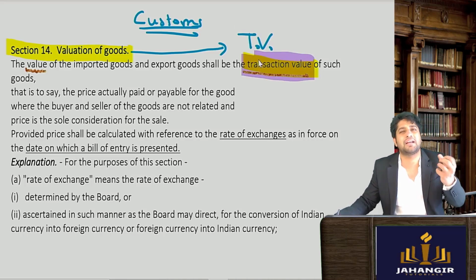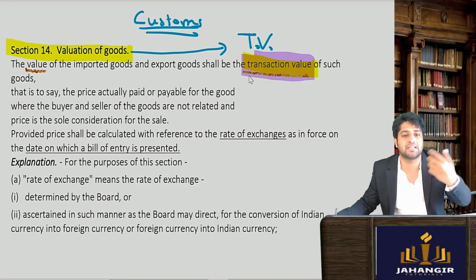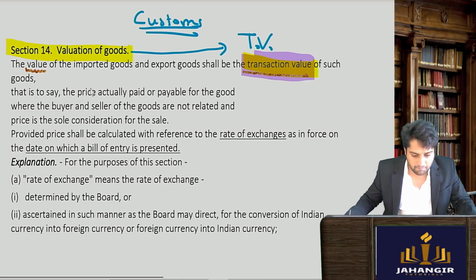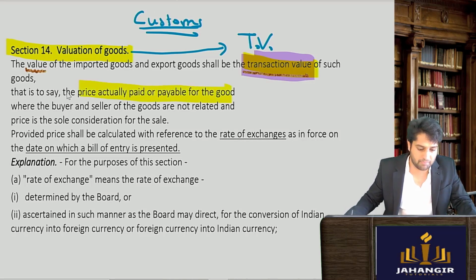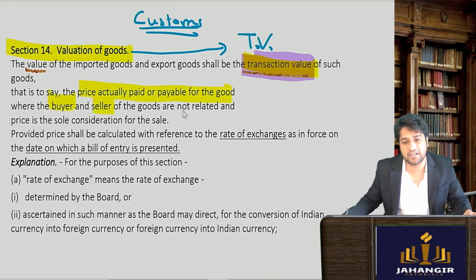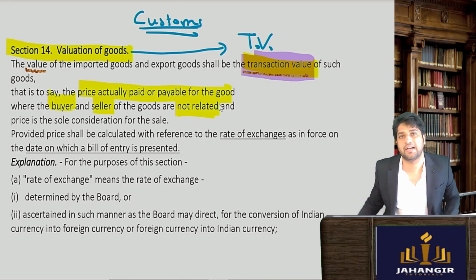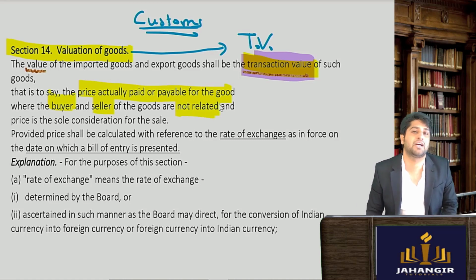Now what do you mean by transaction value? What you have paid in the transaction. So the price paid or payable for the goods by the buyer to the seller when they are unrelated persons, because when it is unrelated only you will have a genuine price. If they are related, then we will not trust the pricing, because if a related party is involved then the price is not going to be a fair price. The transaction value then cannot be taken into consideration.